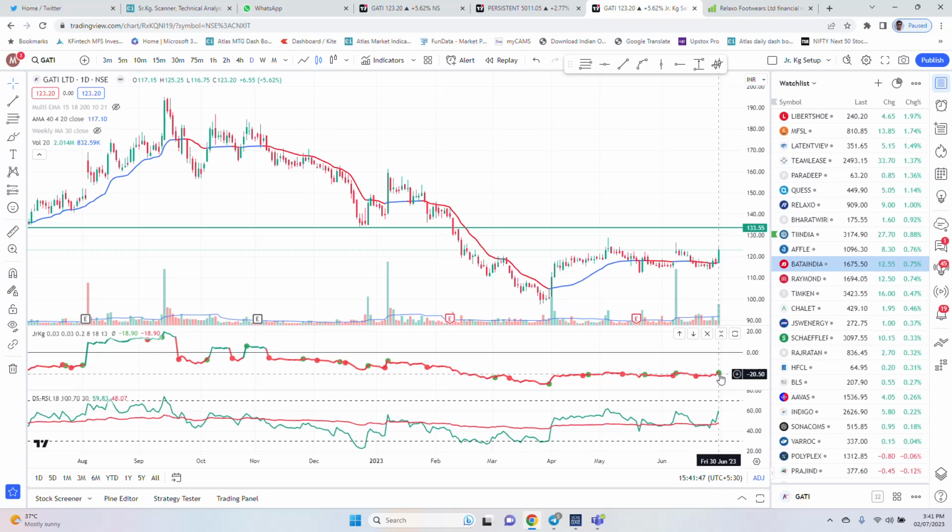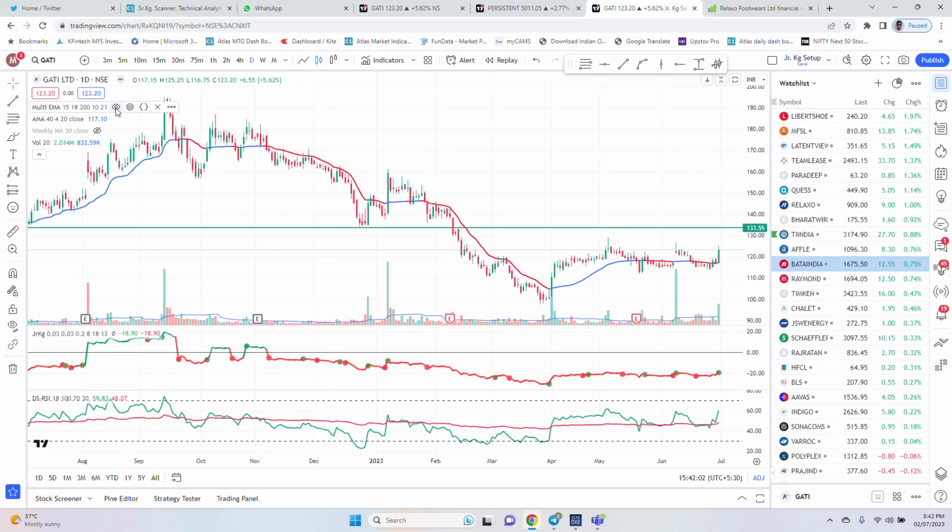So basically Junior KG is an indicator which is very conservative in terms of trading. It gives you very safe entries with a low risk.